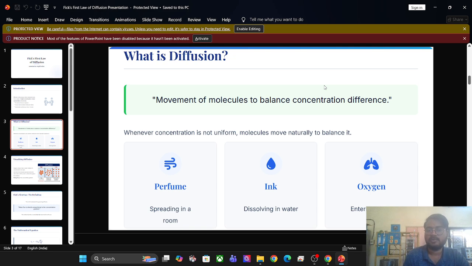What is diffusion? Movement of molecules to balance a concentration difference is known as diffusion. It can occur in solids, liquids, and gases. For a better example, if we place an incense stick or spray perfume at one corner of the room, after some time we can smell the incense stick or perfume at the other end of the room. This is called the diffusion process. Likewise, we have many examples.